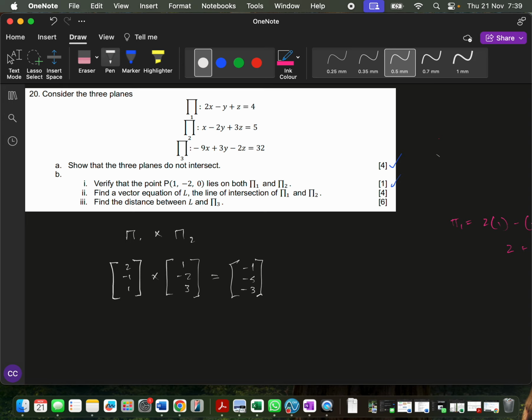We know that the intersection is going to be at this point. Like, this point is on both planes. So if it's on both planes, then it has to be part of the intersection.